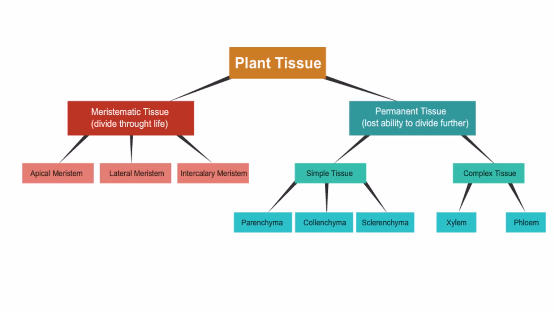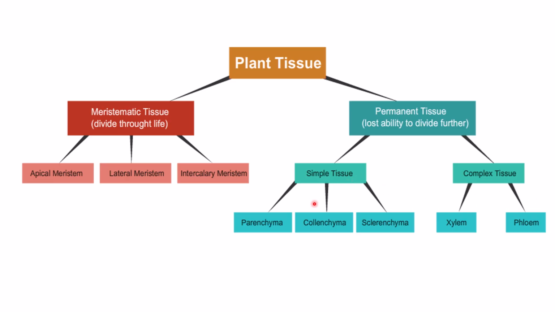Now let's move further. Today we are going to discuss all about plant tissue. First is meristematic tissue, the type of plant tissue that divides throughout its life and helps in the growth of the plant. It has three types: apical meristem, lateral meristem and intercalary meristem. Then permanent tissue, which has lost its ability to divide further. It was once meristematic tissue, but now it has lost its ability to divide. In permanent tissue we have two more types, simple permanent tissue and complex permanent tissue.